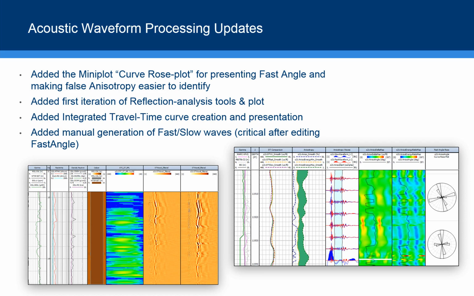We've added our first iteration of reflection analysis. These include the traditional style of chevron plot, as well as a calculation of negative slowness. We're also generating the ancillary curve of integrated travel time on the fly. This updates as you edit DTC. We've also enabled the manual generation of fast and slow waves. This is a very often critical part of the anisotropy workflow, particularly after you've edited fast angle.